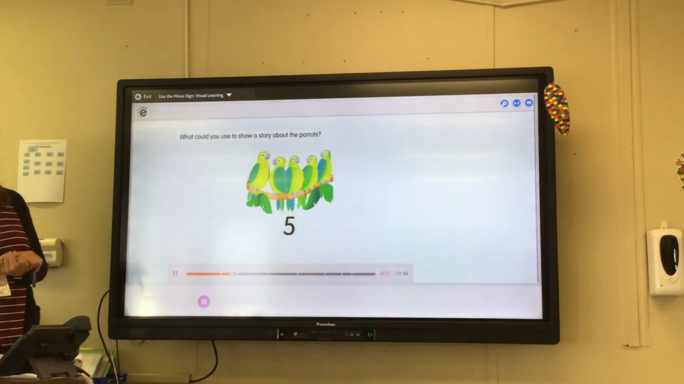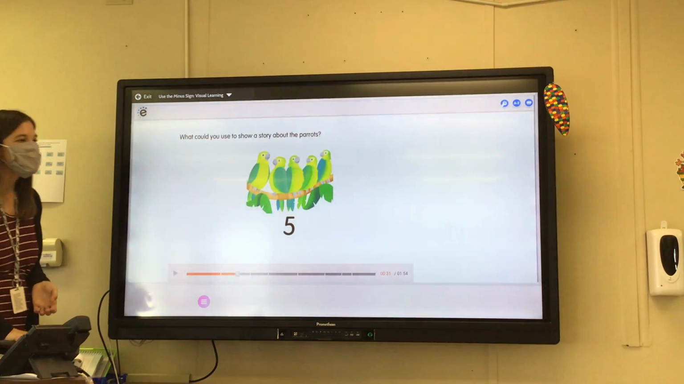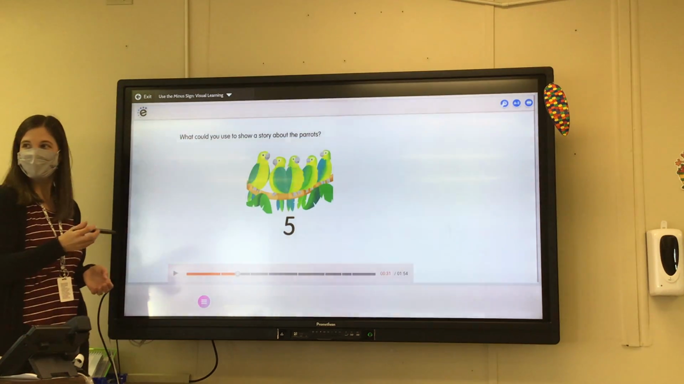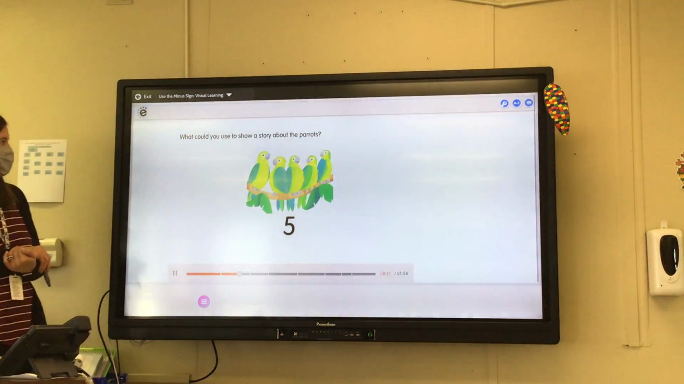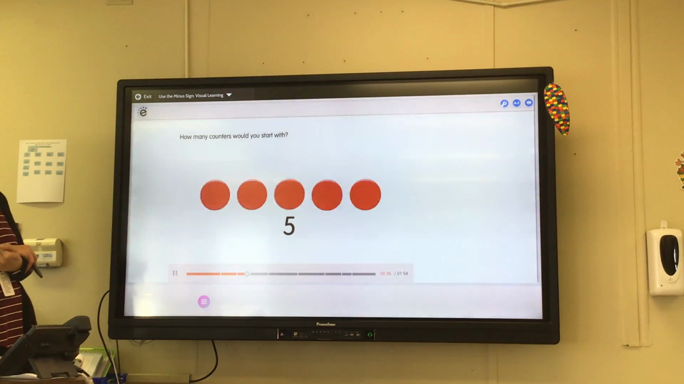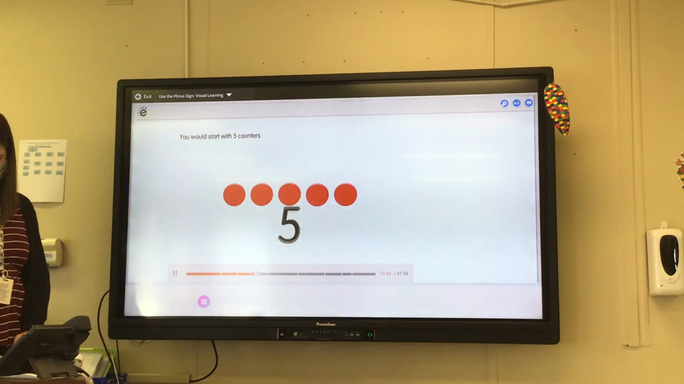What could you use to show a story about the parrots? What do you think? Counters. Yep, we can use counters when we're doing a story about the parrots. Let's see what they say. You could use counters. Got it. How many counters would you start with? Five. You would start with five counters.